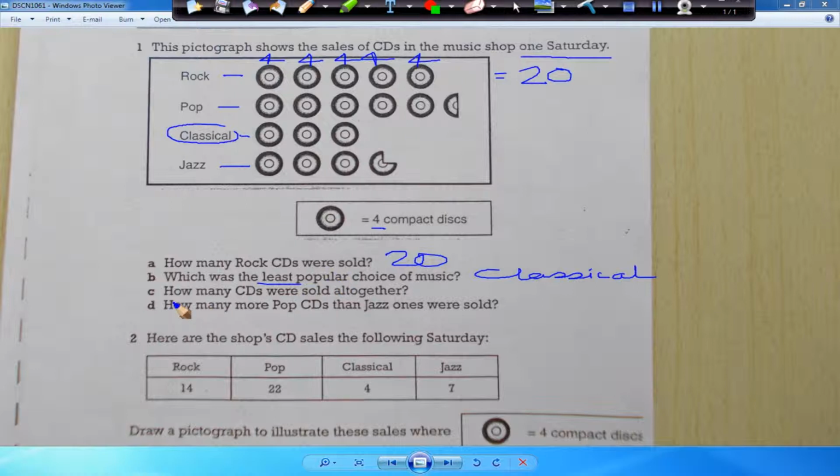Next question. Question C. How many CDs were sold all together? In order for us to work out the CDs sold all together, we've got to work out how much it was for each one. So we have another 4 here, and another 4 here, another 4, another 4. And what's this one worth? 2. So it's 22. 4, 8, 12, 16, 20, 22.